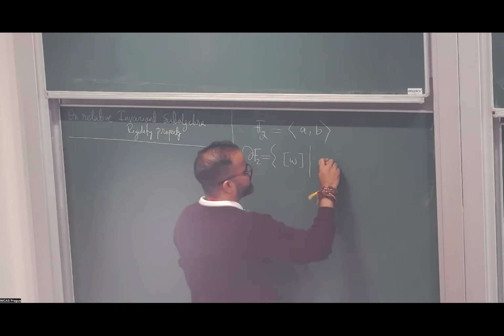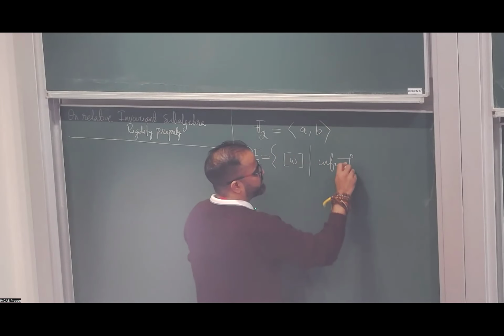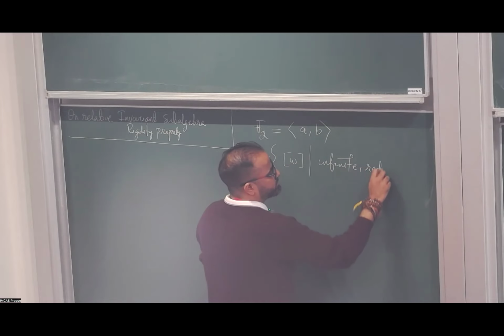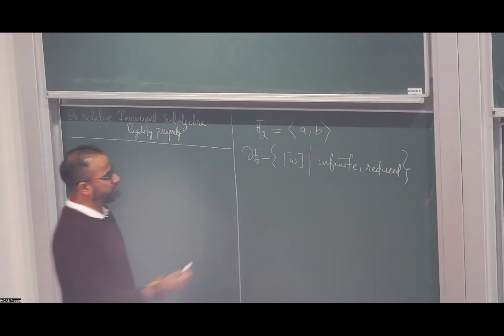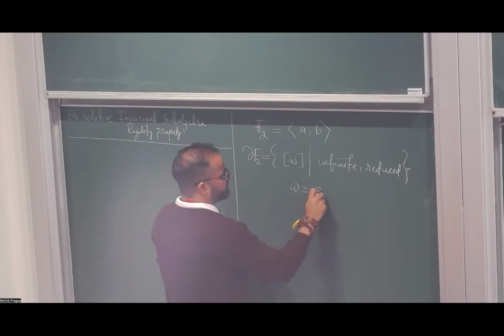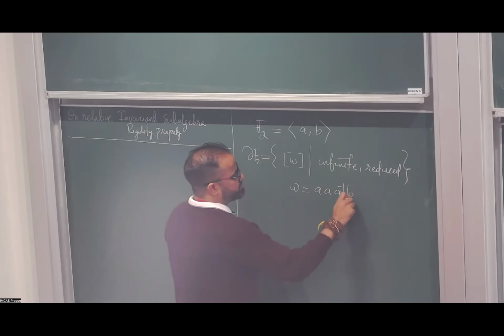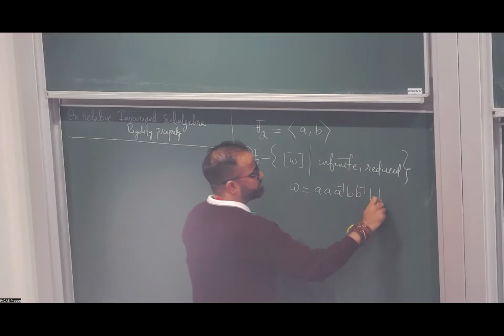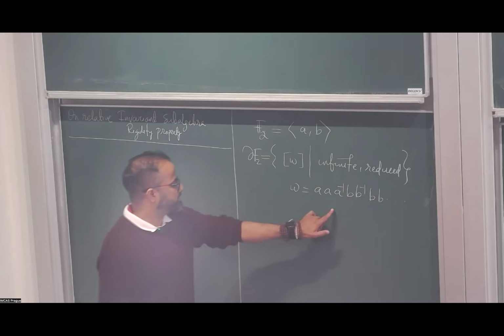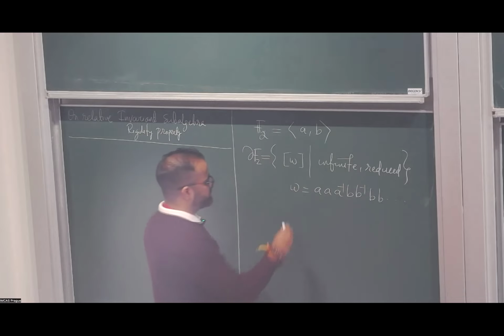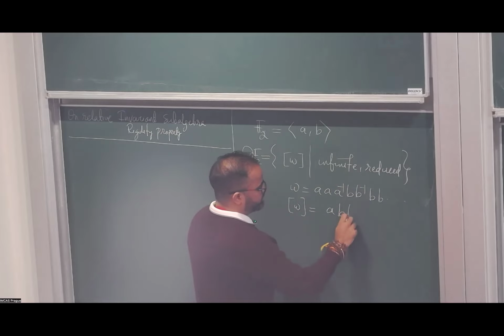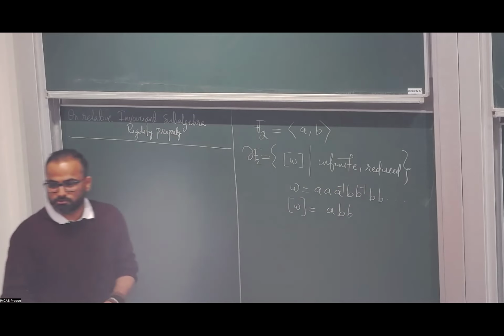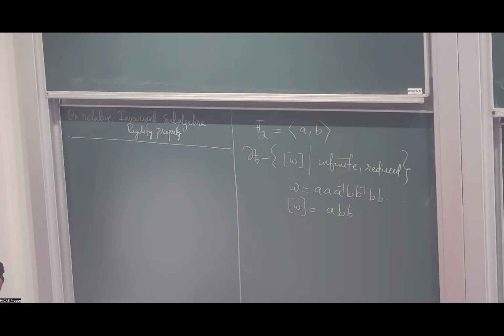So, infinite reduced words. For example, if I have some word like A inverse, B inverse, B, and so on, then the reduced word is just these guys, they cancel each other out, and so on. So modulo the cancellation, anything that remains, that is my reduced word.